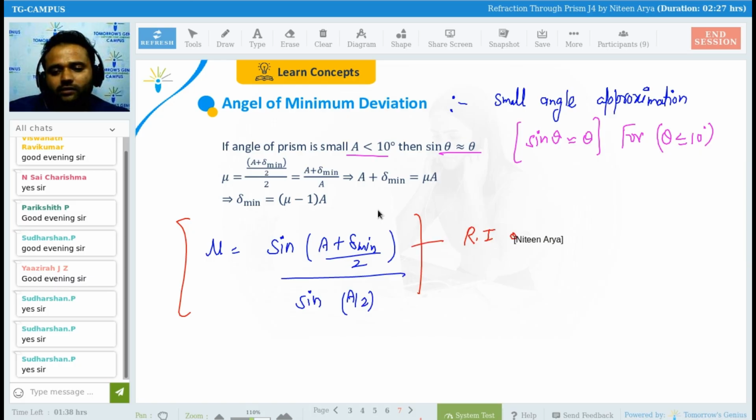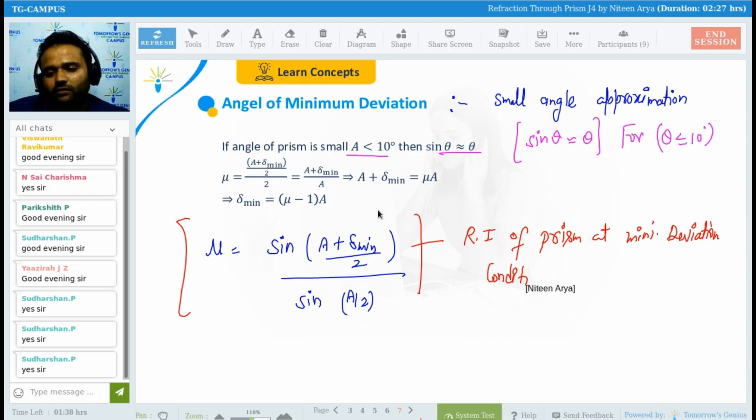Refractive index of prism at minimum deviation condition. So the angle of minimum deviation is going to change automatically, and then the refractive index is going to change. Is this clear? So this is again important. This one relation is very important.